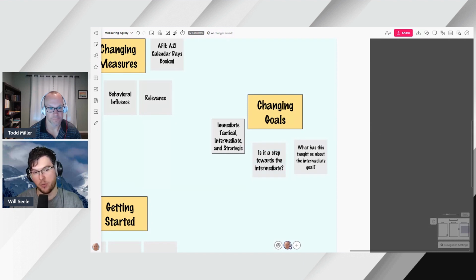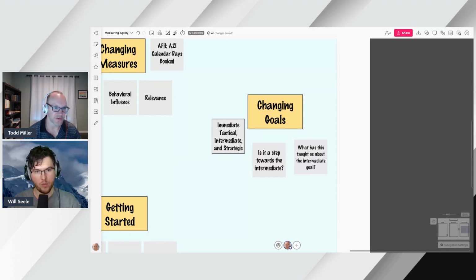Or is there new information that would require us to change things about the strategic goal? And people say, well, how often do we look at this? I'm of the belief of an immediate tactical goal. Once that goal expires, and by expiring, it means you accomplished it or you didn't, you ask these questions, right? You ask them frequently.